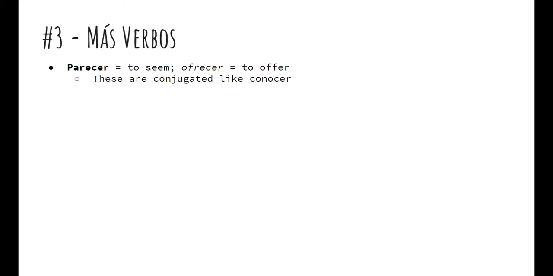All right, a few other verbs. You have parecer, which means to seem, and ofrecer, which means to offer. And these are conjugated like conocer. So you're going to have yo forms of parezco and ofrezco. Everything else about them is normal ER verb conjugations.